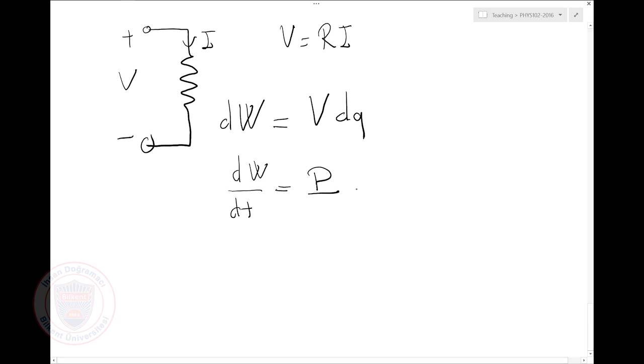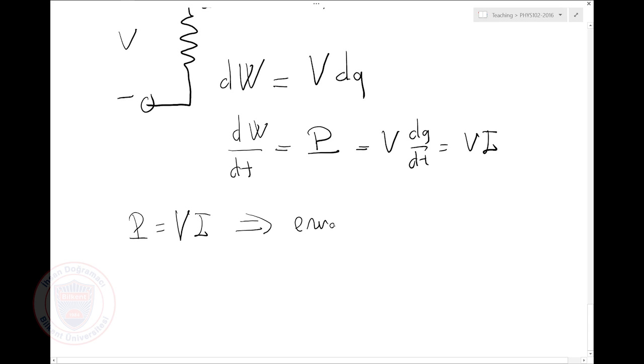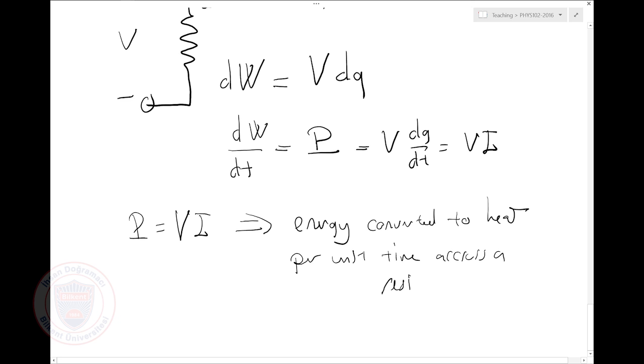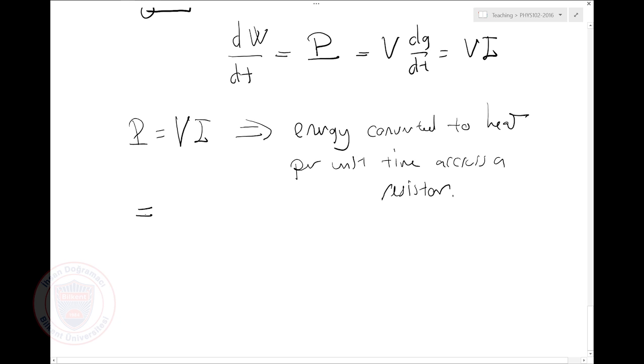So in units, what's that? V times dq over dt, which is V times I. So P, V times I, is the energy converted to heat per unit time across a resistor. Or I can write this in other ways. V is I times R, so this is equal to I squared R. Or I can write it as V squared over R.